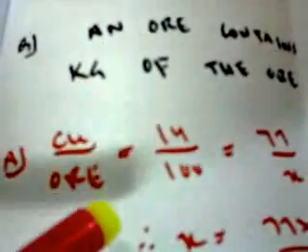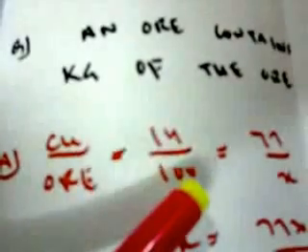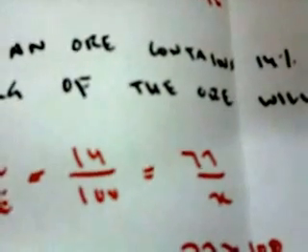Again, copper to ore is 14 out of 100. That means out of 100 kg of ore, I get 14 kgs of copper. So, out of how much of the ore will I get 77 kgs of copper? 14 by 100 is 77 by x. By cross multiplication, x is 77 into 100 by 14, that is 550.